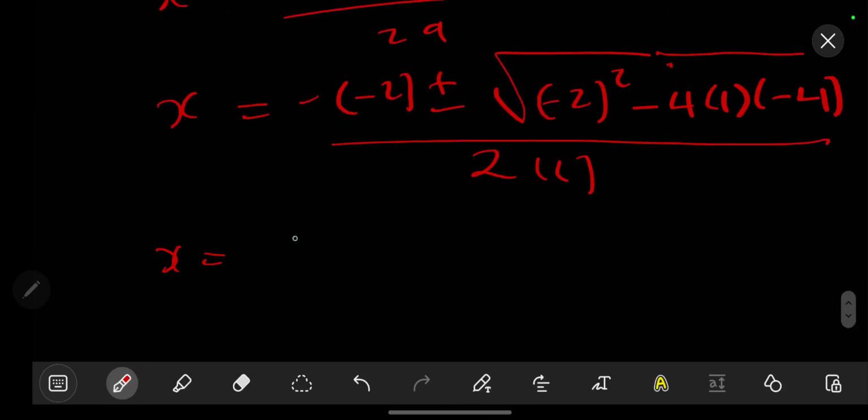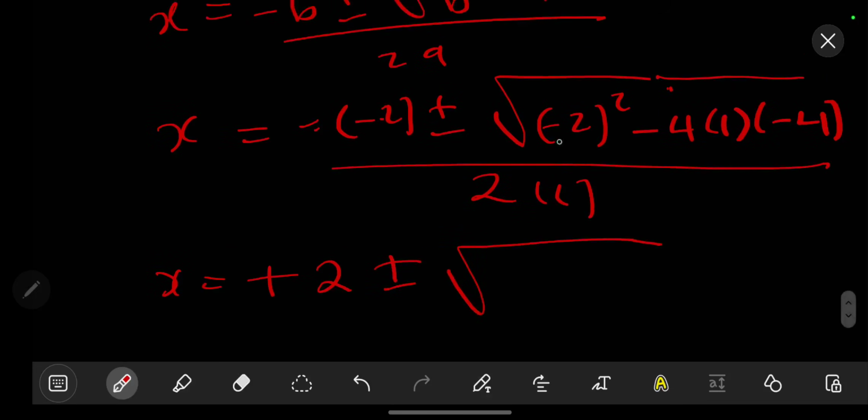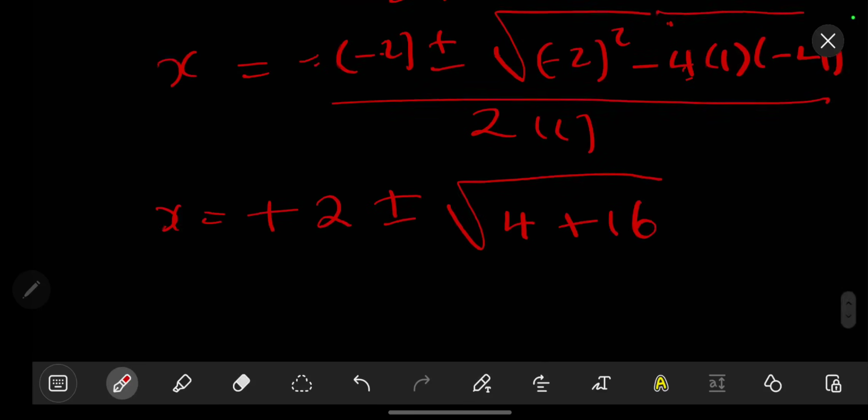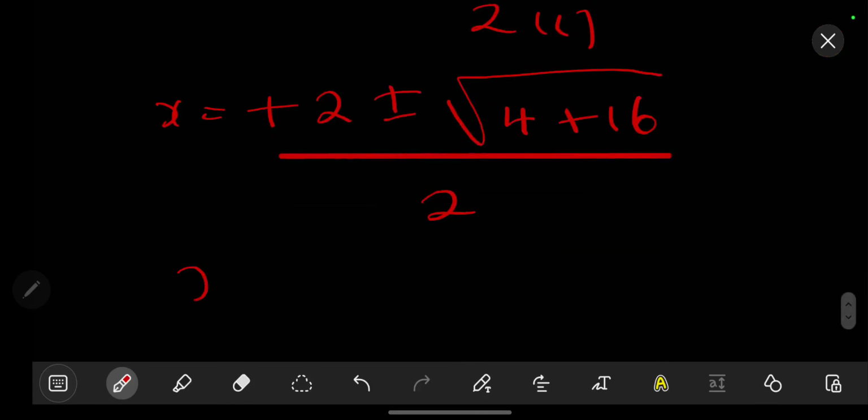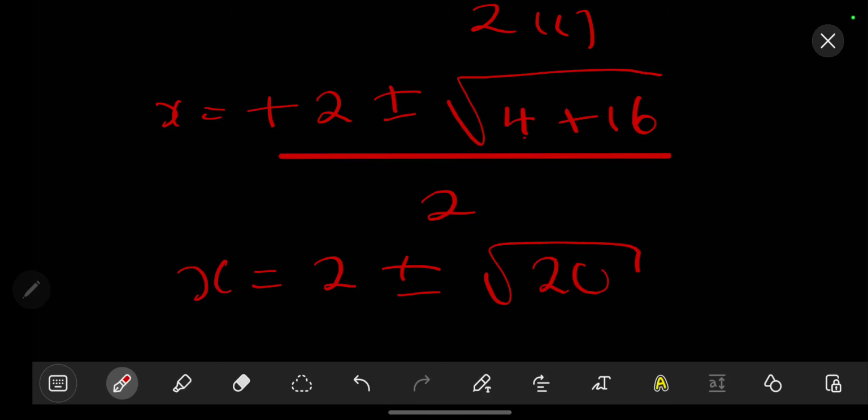So x should be equal to negative by negative, which is positive 2, plus or minus the square root of negative 2 squared, which is 4. Then negative by negative will be positive, 4 by 4 will be equal to 16, then over a positive 2. So x is equal to 2 plus or minus the square root of 4 plus 16, which gives us 20, over 2.